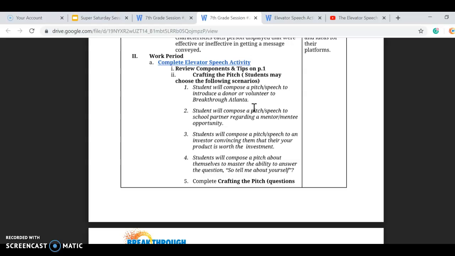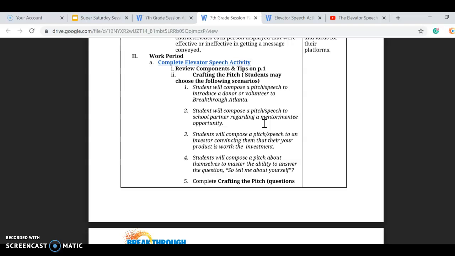Another scenario is composing a pitch or speech to an investor, convincing them that their product is worth the investment. So maybe students who are interested in entrepreneurial opportunities may have a product that they want to create or have created and may need help, or want to create an imaginary scenario where they're pitching an ideal product that they could market to an investor. And you can remind them of the show Shark Tank, which is how a lot of people pitch their products to investors. So it's something that they can relate to, a real world application.